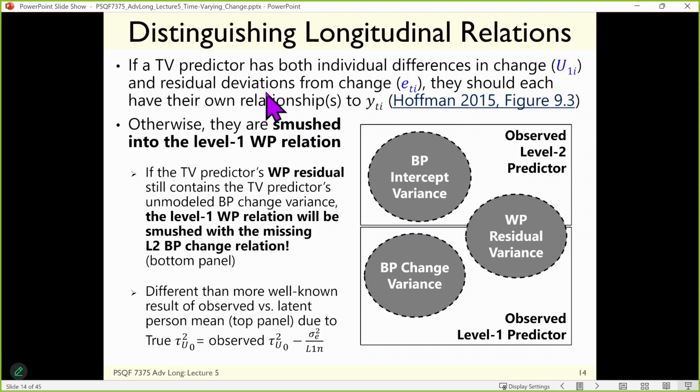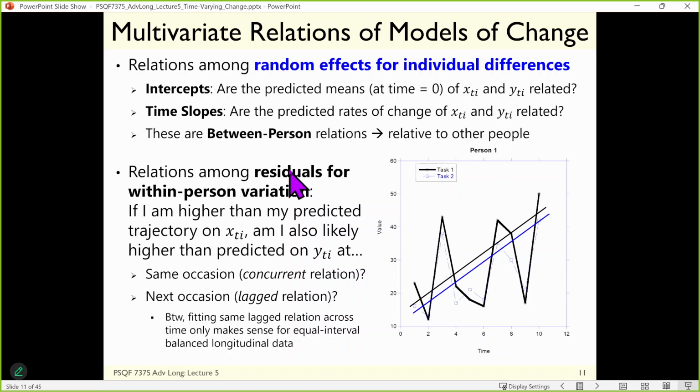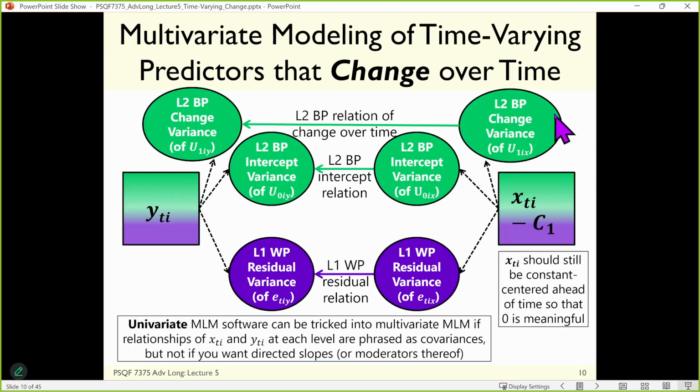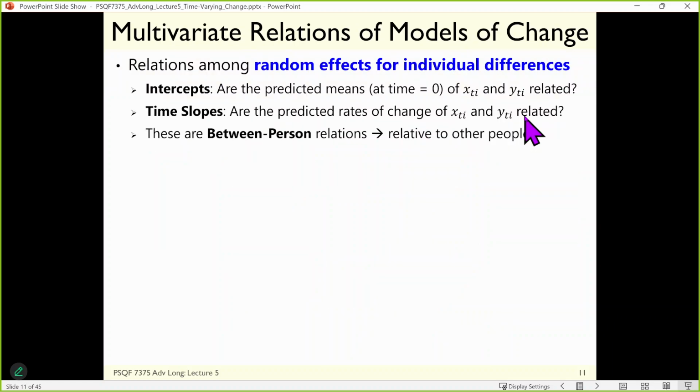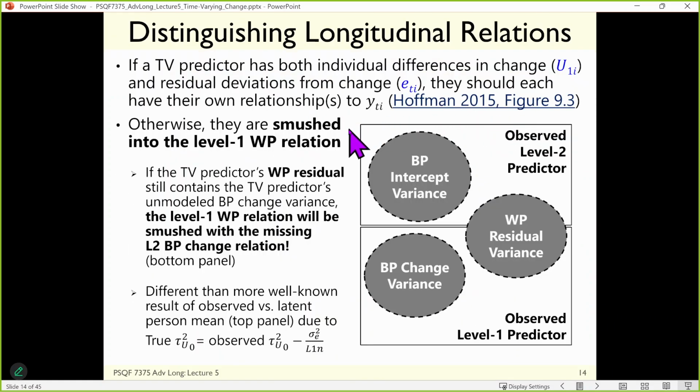All right. So what is the problem with ignoring this idea? Let me go back, that we need these change circles. What happens if we don't do that, especially on the X side? That's what this next slide is about. If a time varying predictor itself shows individual differences in change, then those individual differences need their own circle, their own relationship to other variables in the model. Otherwise, you have an incomplete partitioning of what we were calling between versus within, as achieved via person mean centering or constant centering via the model.